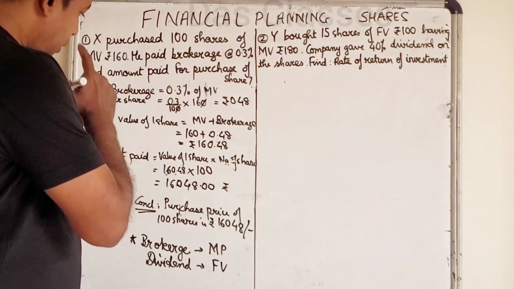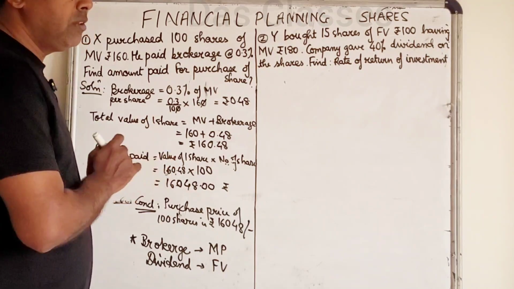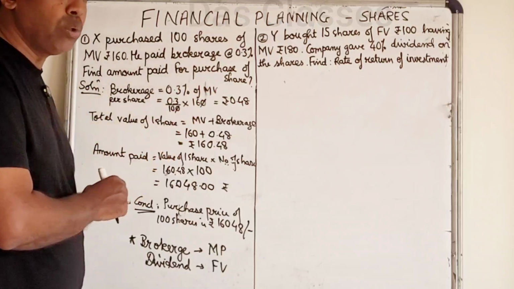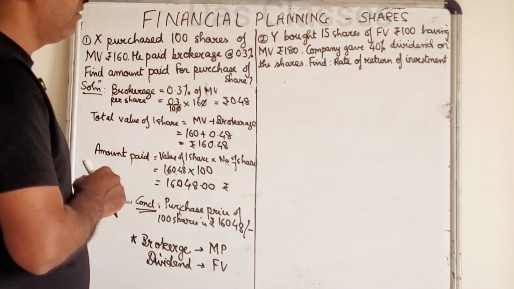So that is how we find out the value of the shares. Sometimes they ask you to find the number of shares. That's also very simple. Then they give you the total investment and the price of one share. So you just have to divide it.